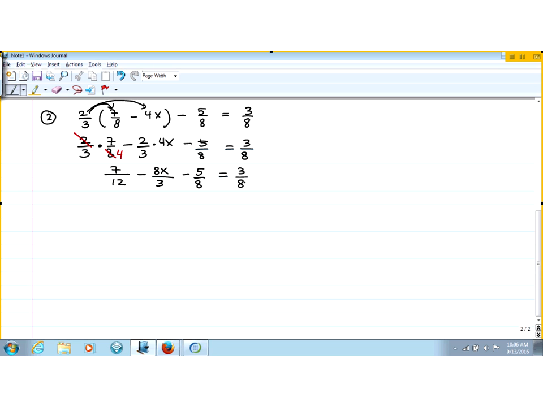Oh, what is the LCD here? 24? Okay. So 24. What do I do with my 24? Multiply, right? Each one. And then 24 divided by 12, 2. 24 divided by 3, 8. 24 divided by 8, 3. This is 3 also.